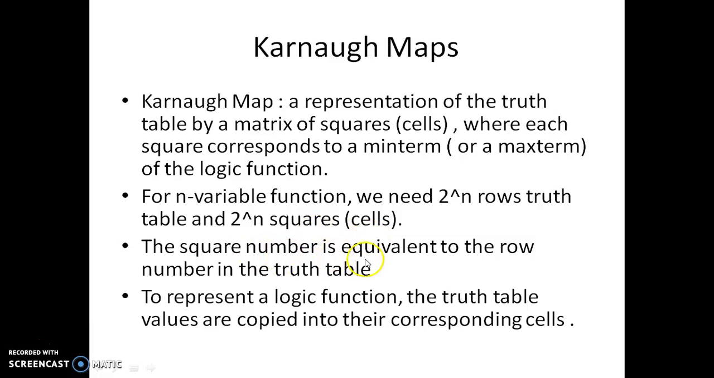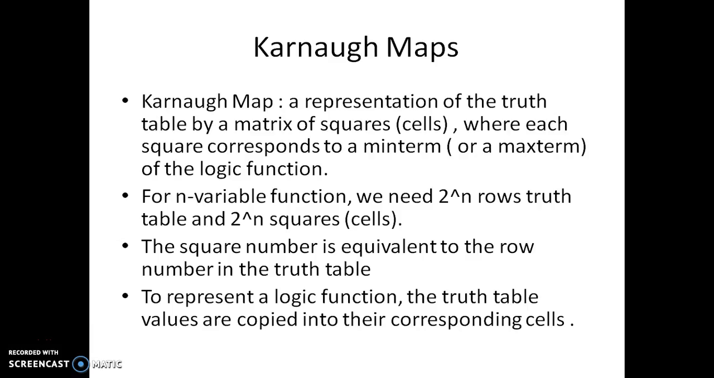The square number is equivalent to the row number in the truth table. To represent a logic function, the truth table values are copied into their corresponding cells. So, in simple language, the K-map is a method to simplify a Boolean expression. It provides a simple and straightforward method of minimization of Boolean expressions. We can simplify 2, 3, 4 and even 6 variables with the help of a K-map.